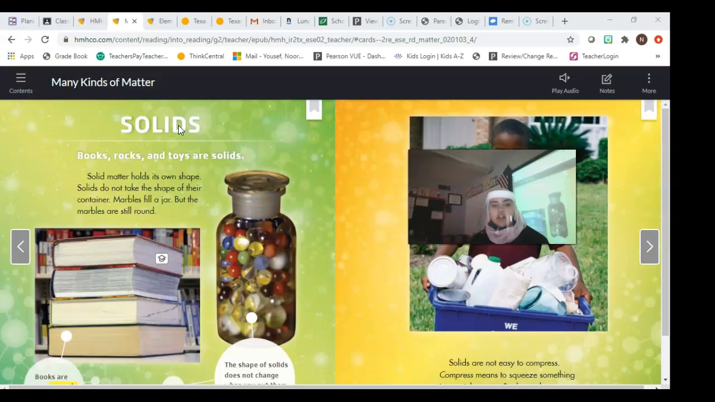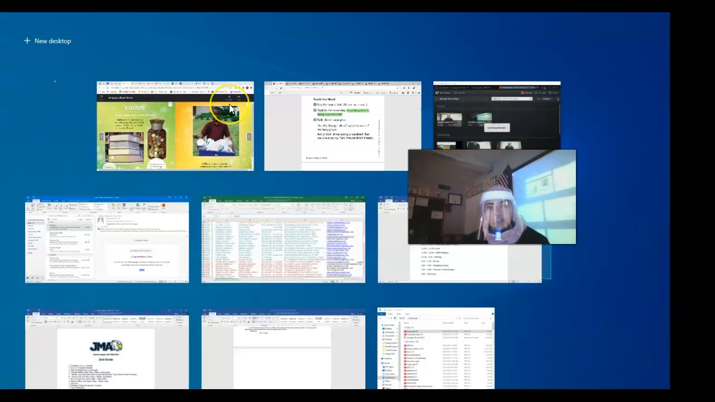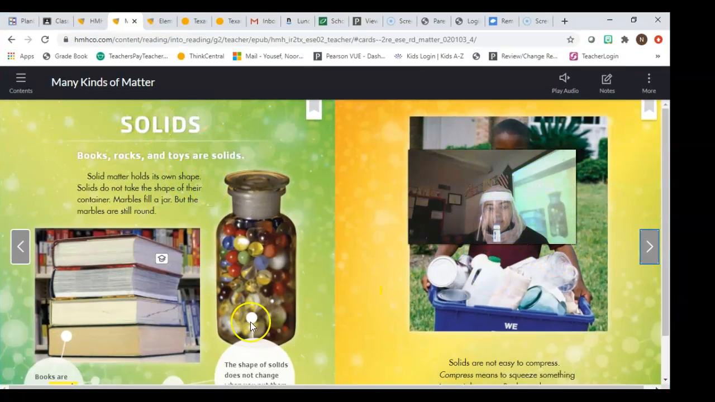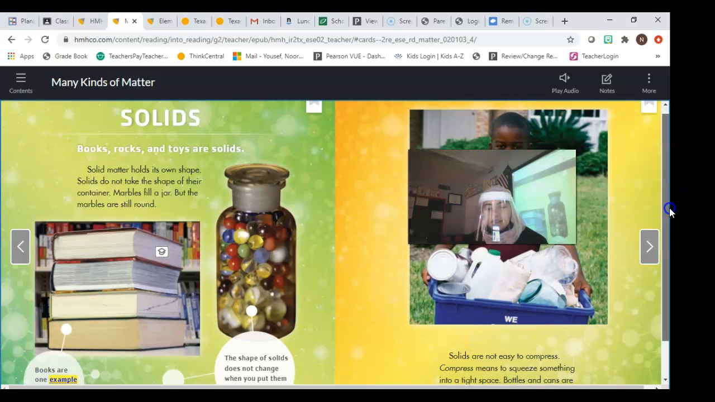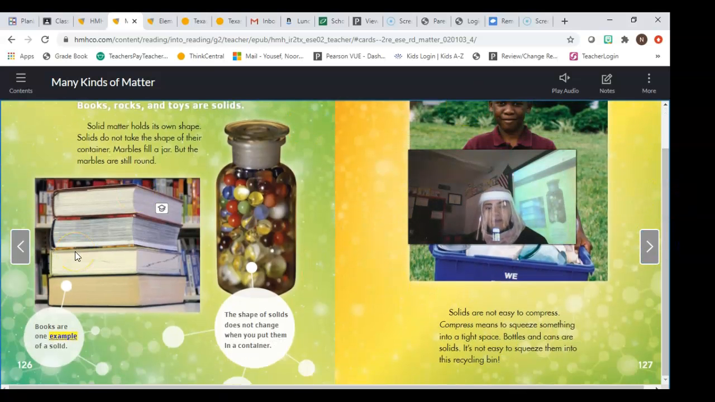Good. Marbles fill a jar, but the marbles are still round. Good job for paying attention. All right, so here there is a picture of a book, and the books are an example of a solid. Very good. The shape of a solid does not change when you put them in a container. Did the shape of a marble change when they're put into this jar? No, they are still round, right? They're still cylinders. I mean, not cylinders. They're still round spheres. All right.